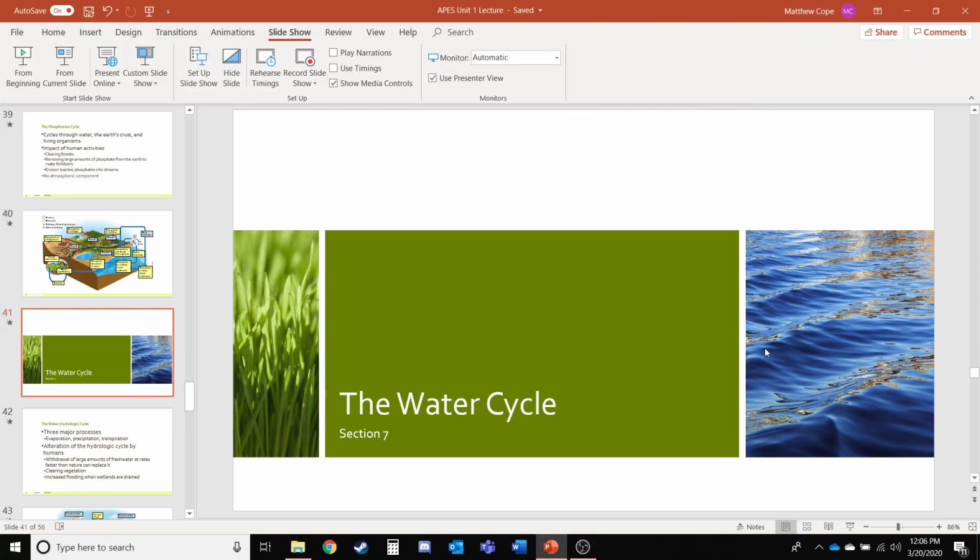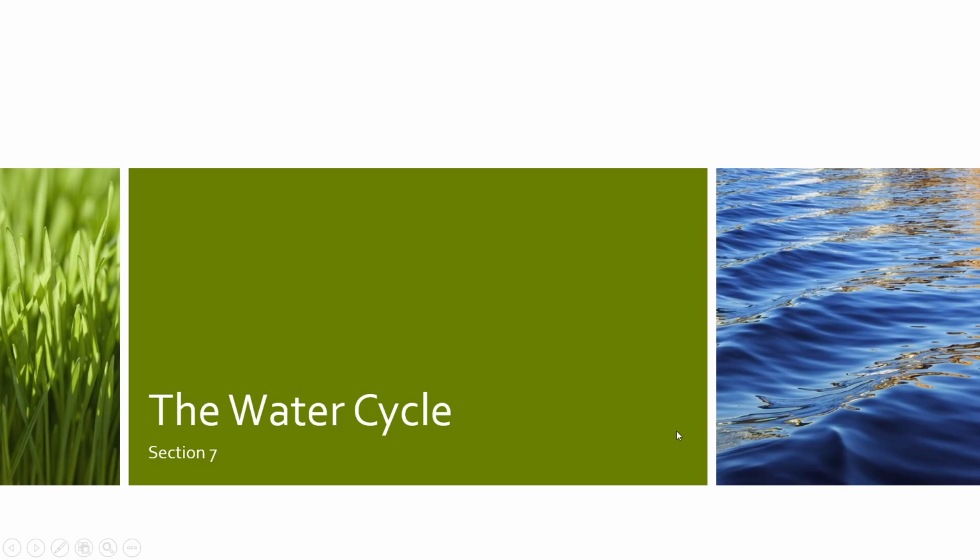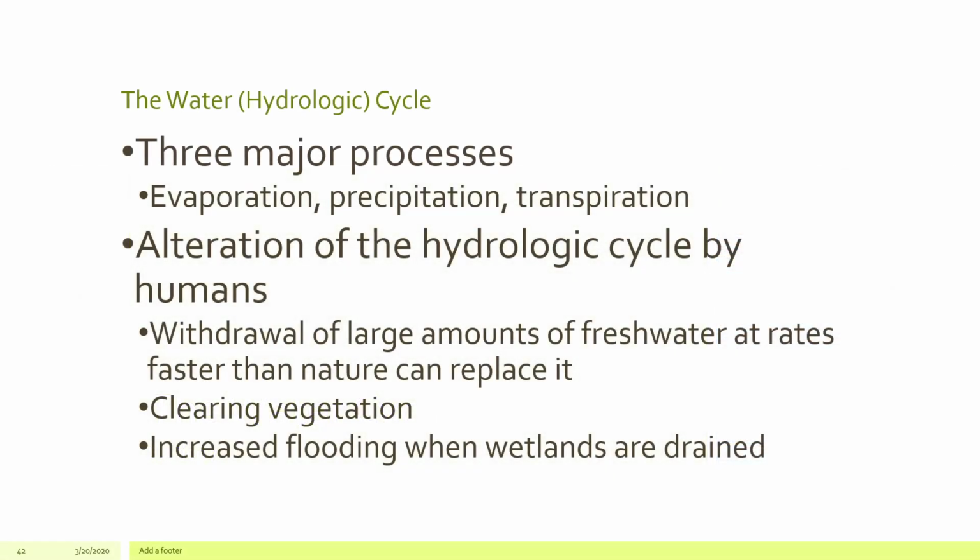All right, welcome back for this video for AP Environmental Science, Unit 1, Introduction to Ecosystems. In this video, we're going to be looking at the water cycle. Hopefully a huge review because you've probably learned about the water cycle before, but we will talk about the water cycle in specific. The water cycle has three major processes: evaporation, precipitation, and transpiration.